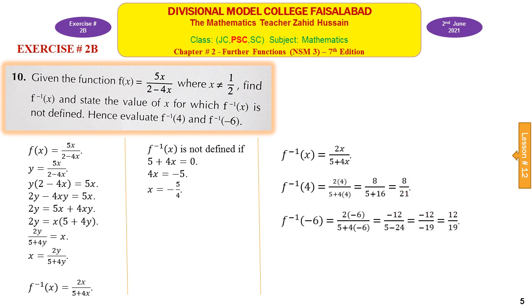And the value of the inverse function at x is equal to minus 6. Replace all x's by minus 6, simplify and get the value, which is 12 over 19.